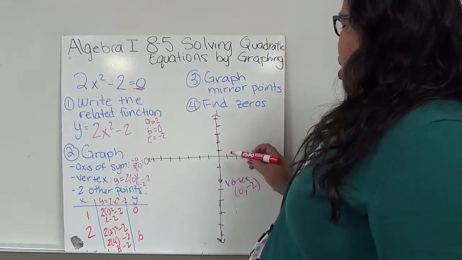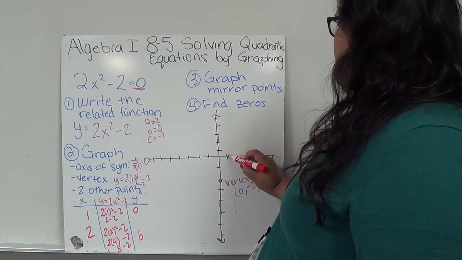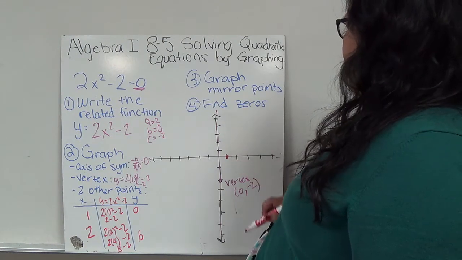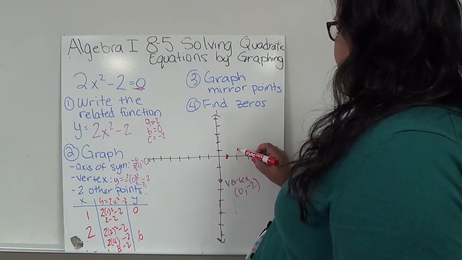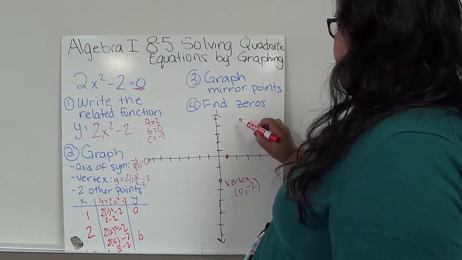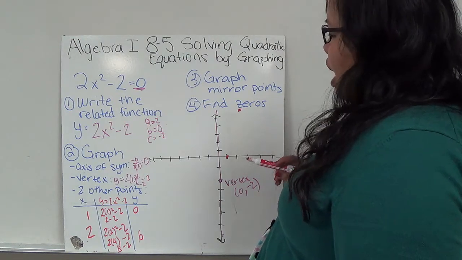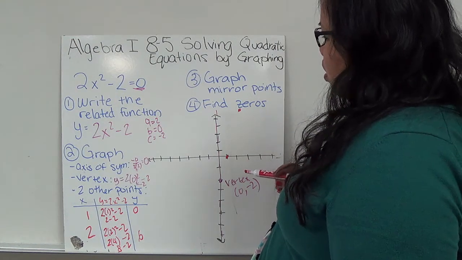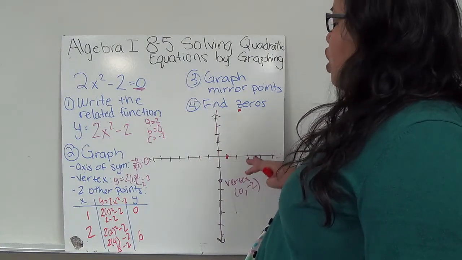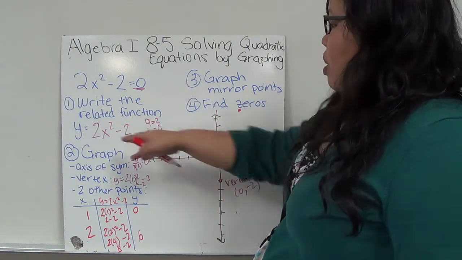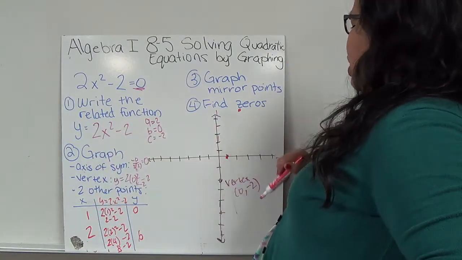So that means when x is 1, y is 0. I don't move up and down. And when x is 2, y is positive 6: 1, 2, 3, 4, 5, 6. Okay? So remember, I can already see if this is right or wrong. I know so far it's right because it looks like it's facing up because a is positive. If a was negative, then it should be facing down.